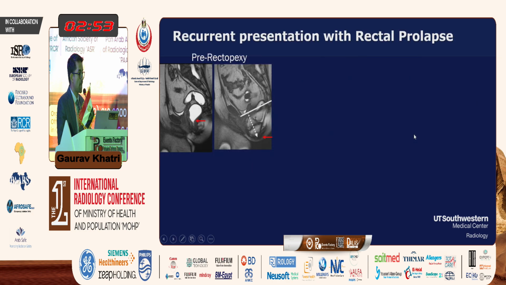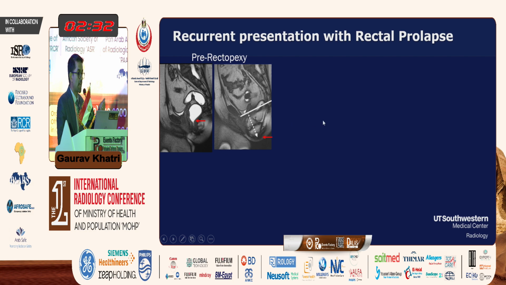But then the patient came back and had rectal prolapse. So the sacrocolpopexy was performed for apical prolapse, but now the patient, you can see on these MR defecography images, this is the rest, this is the defecation. You can see how much the rectum and the anorectal junction is descending compared to the baseline, okay?